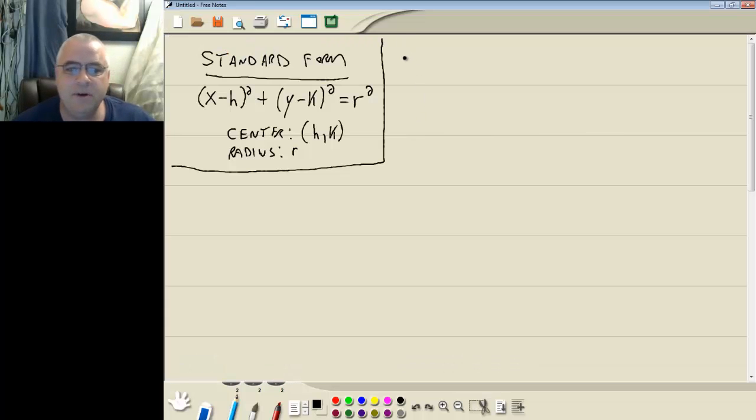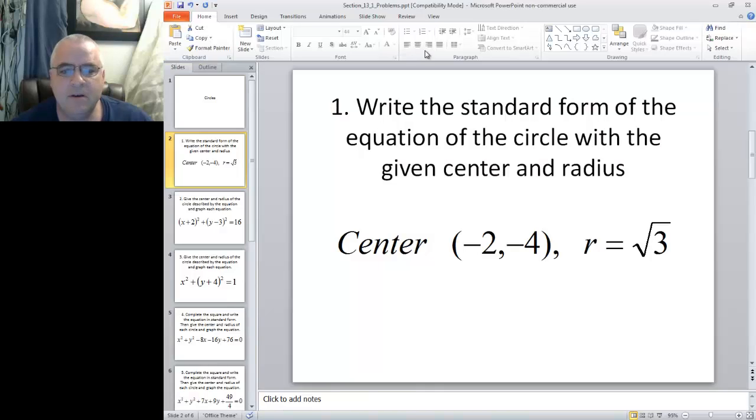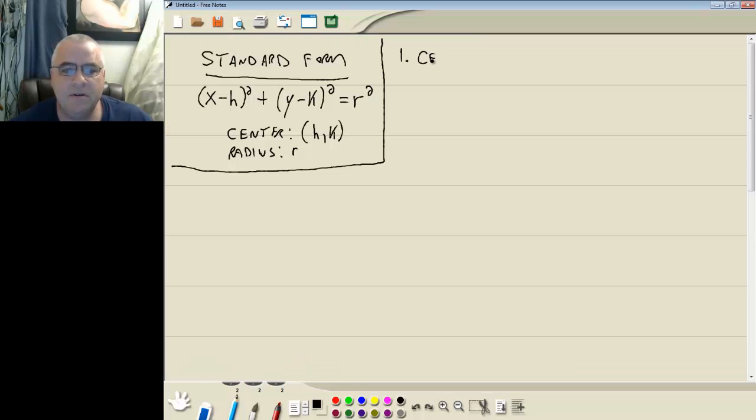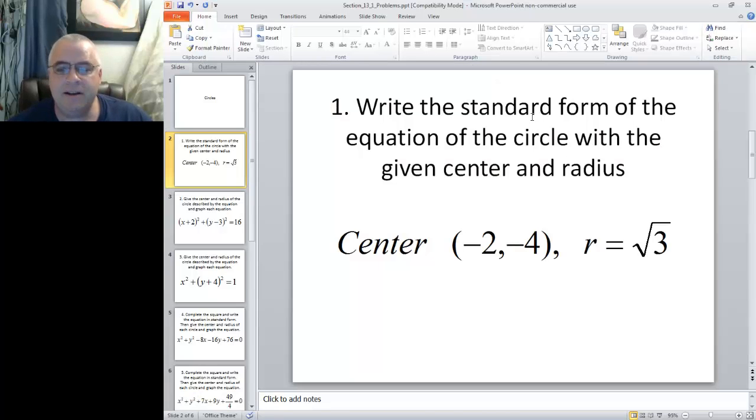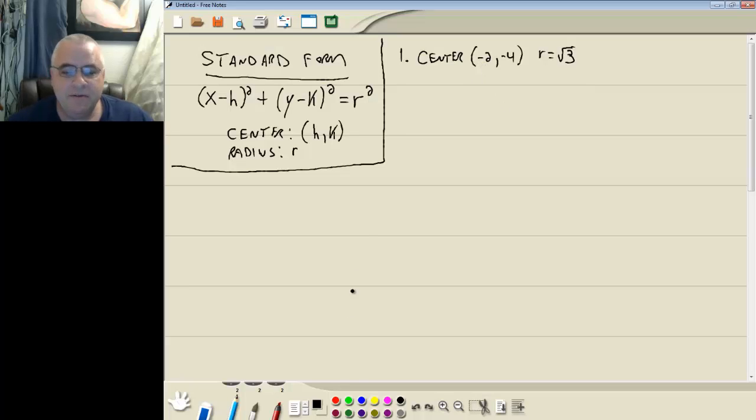So let's look at our first problem here. We got our center is (−2, −4), and our radius is equal to square root of 3. And the instructions say write the standard form of the equation of the circle with the given center and radius. Well, if they're giving us the center, they're giving us h and k. So h is −2 and k is −4. Obviously, r is equal to square root of 3.